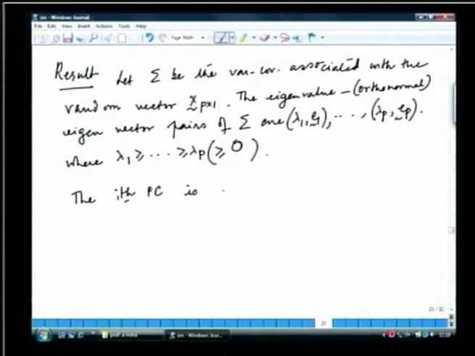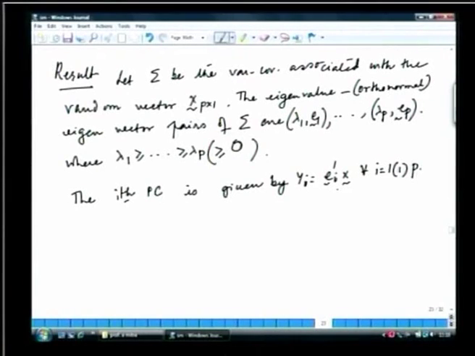Leave it like this, and then the ith PC is given by yi, which simply turns out to be ei transpose x for every i from 1 to p. After having said all these things, what we do is simply consider the sigma matrix and calculate the eigenvalues and the corresponding orthonormal eigenvectors. The ith principal component is nothing but a linear combination of this type, where we are taking help of the orthonormal eigenvector, so yi is nothing but ei transpose x.